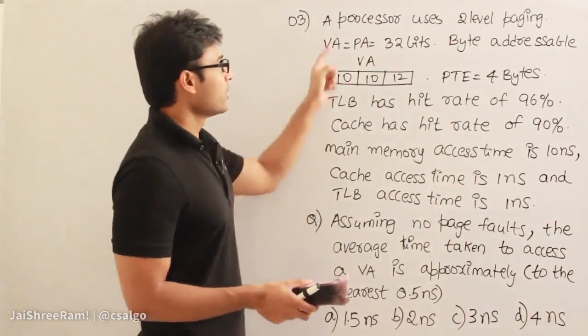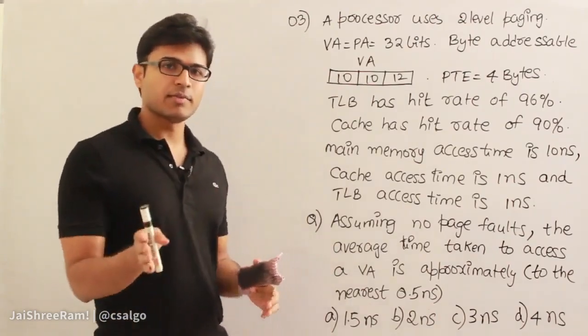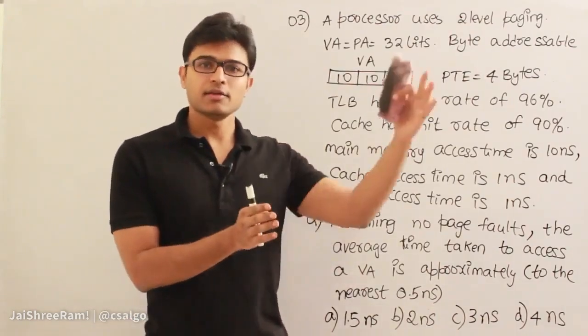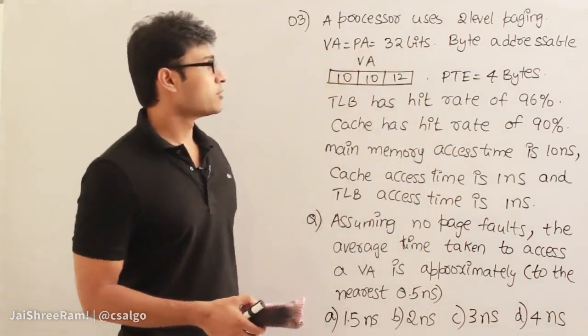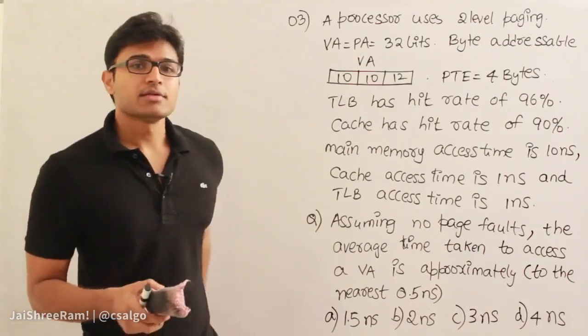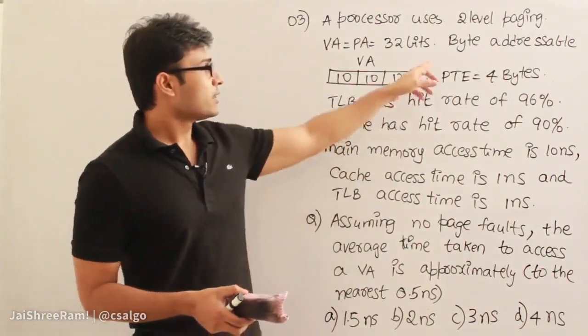They are saying that a processor uses two-level paging. So two-level paging means one level page table, second level page table, and then the process, right? And then virtual address equals physical address equals 32 bits. They are saying that the addresses are 32 bits, both the virtual address and the physical address, and it is byte addressable.